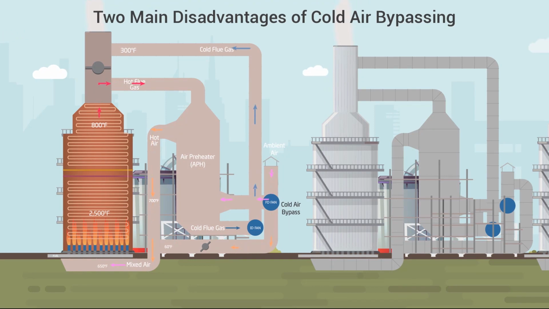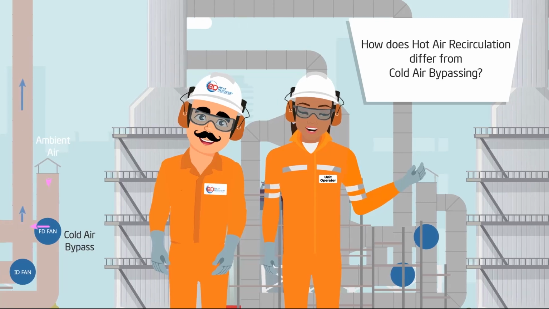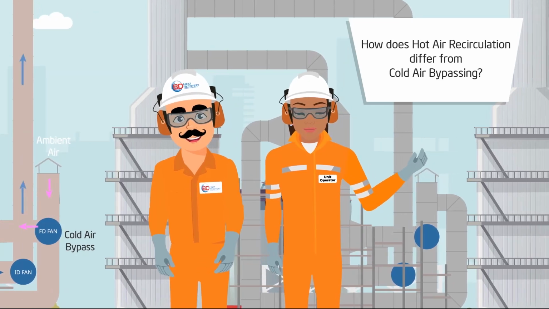There are two main disadvantages. Cold air bypassing doesn't prevent cold air from entering the air preheater, which can produce areas below the design cold end metal temperature. Also, the mixed temperature going to the burners will be lower than the design condition. If lower ambient temperatures persist for an extended period, then the loss of efficiency can be significant. How does hot air recirculation differ from cold air bypassing?